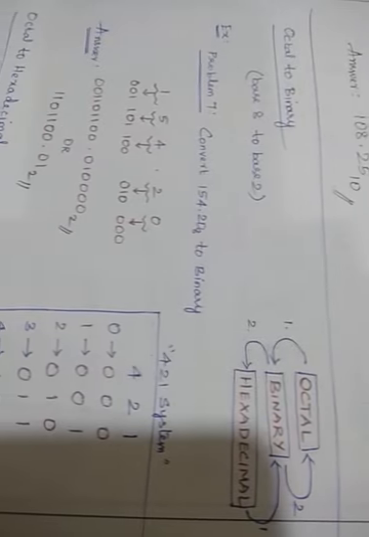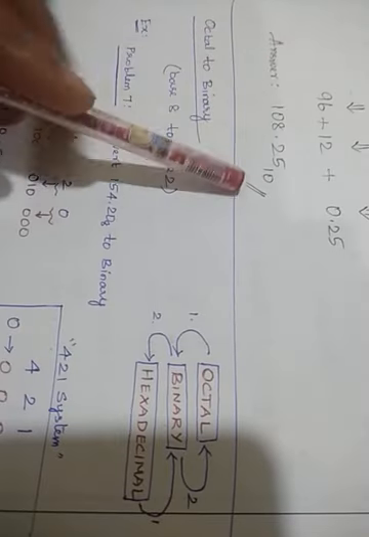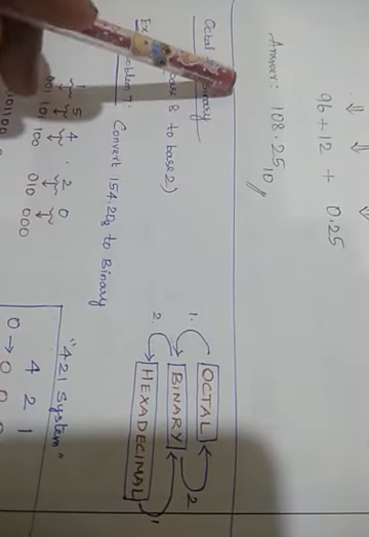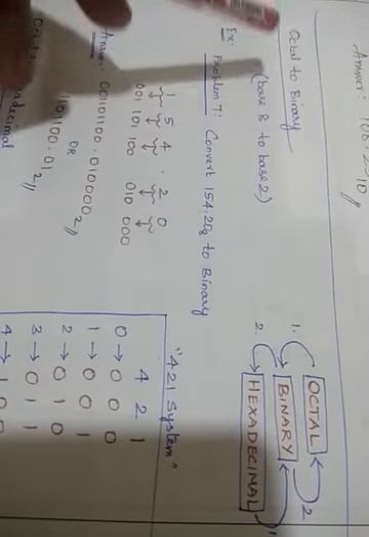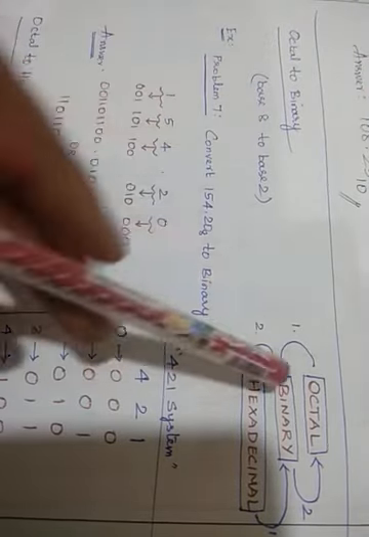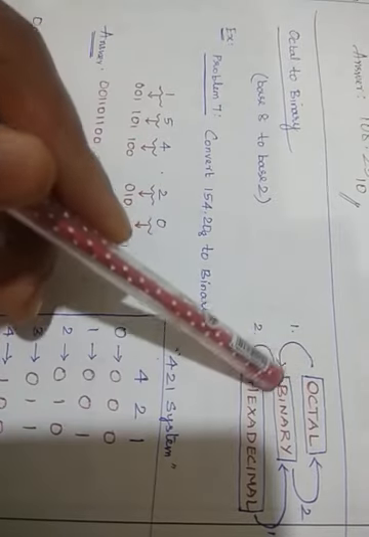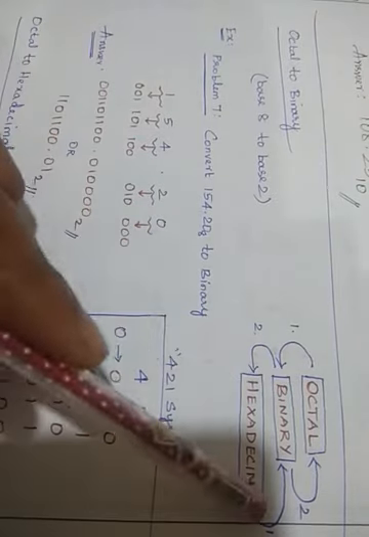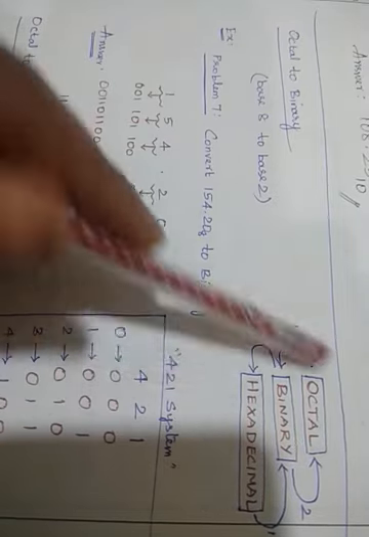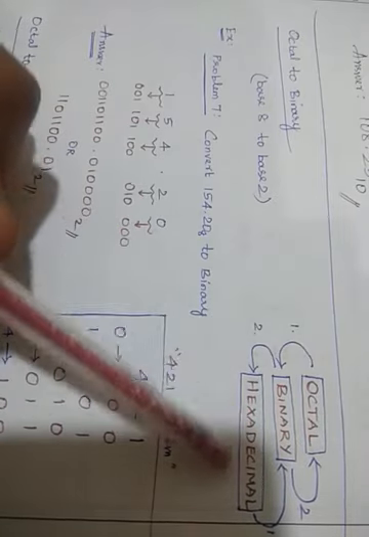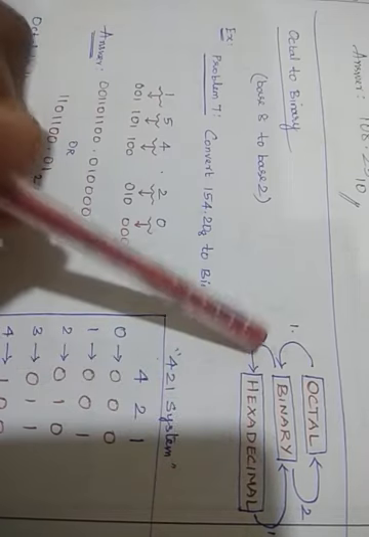So we'll see. Up to this, decimal to other number systems and other number systems to decimal, it is over. Now we'll see octal to binary, binary to hexadecimal, or hexadecimal to binary, binary to octal. These conversions we'll see. In these conversions decimal won't come. Correct? Decimal will never come.